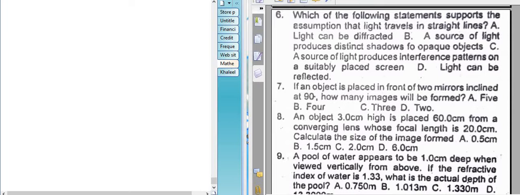Question 6. Which of the following statements supports the assumption that light travels in a straight line? A. Light can be refracted. B. Source of light produces distinct shadows for opaque objects. C. Source of light produces an interference pattern on a suitably placed screen. D. Light can be reflected.